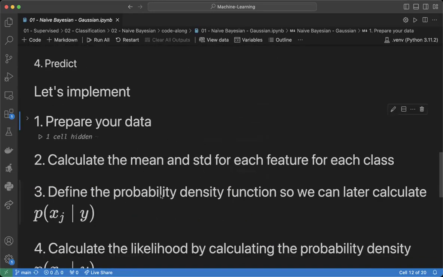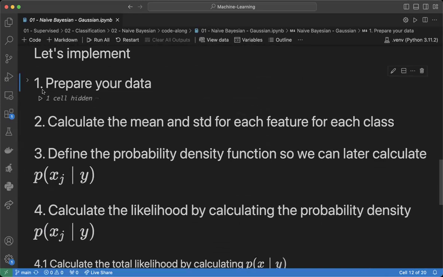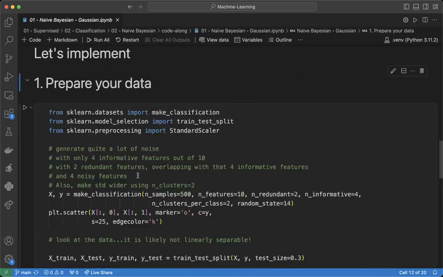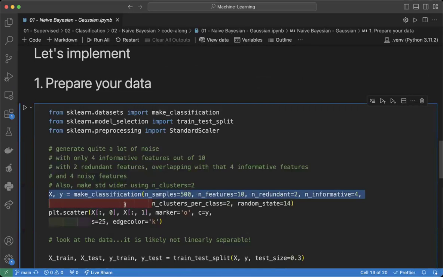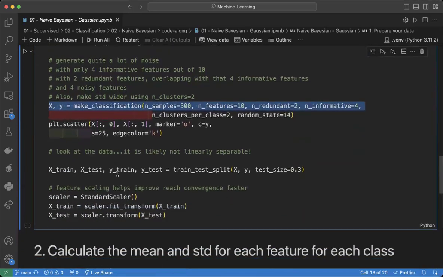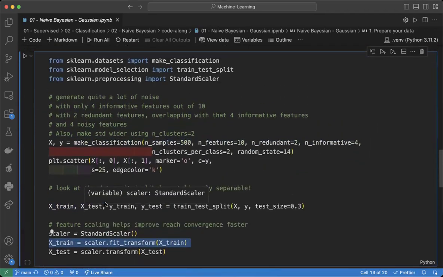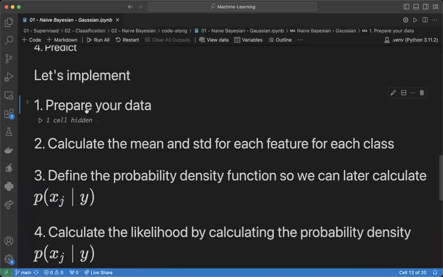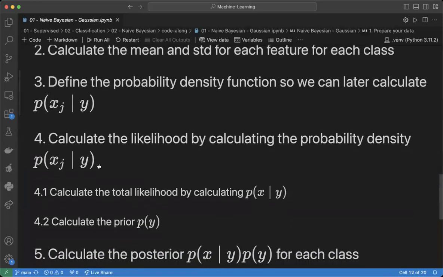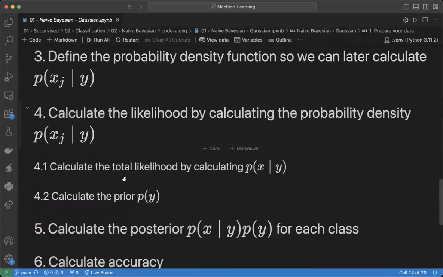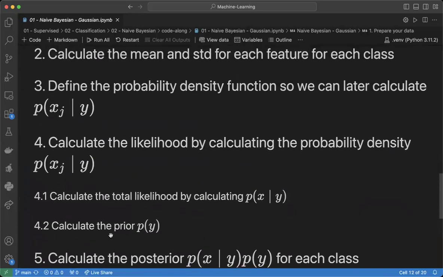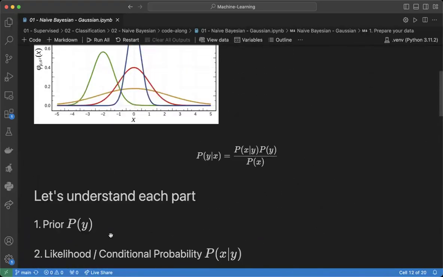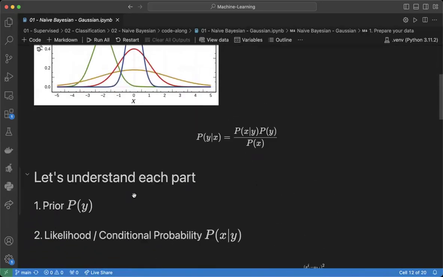Then we will have some real implementation. Here I already prepared a data set in which I simply make some classification data, split the train and test sets, and do scaling. Notice that I did not add intercepts because it's not required in this naive Bayes setup. Then we calculate the mean and so on, and then calculate the accuracy. All right, without further ado, let us start right now.